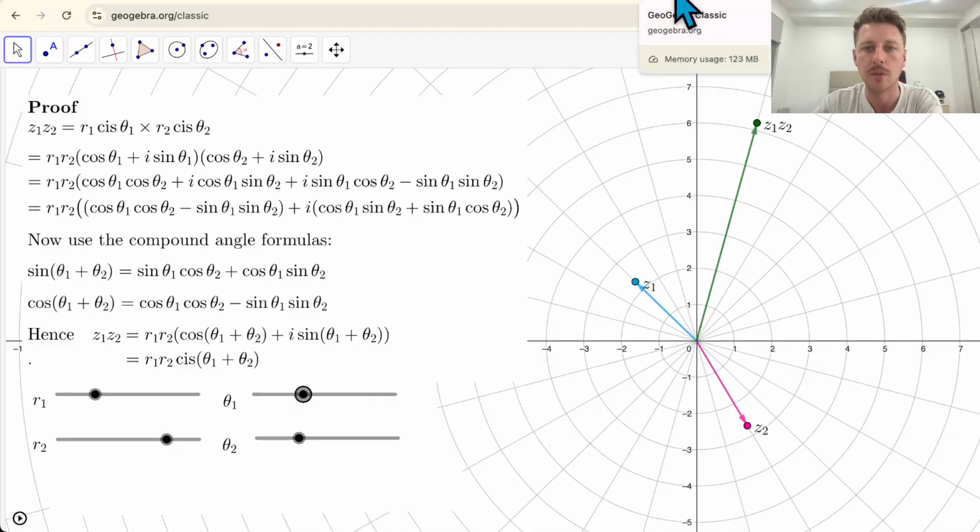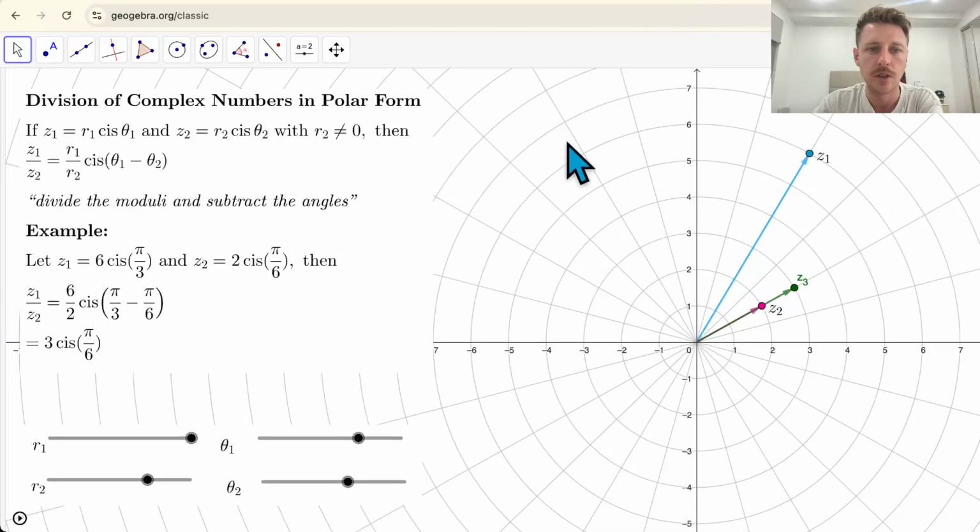Okay, let's keep moving. Division of complex numbers in polar form. So again, let's just state the rule. If you've got some complex numbers z1 and z2, and r2 is not equal to 0 because we can't divide by 0, basically, you divide the moduli and subtract the angles. Okay, so for example, z1 equals 6 cis pi on 3, z2 equals 2 cis pi on 6. Let's make sure they're in the right spot.